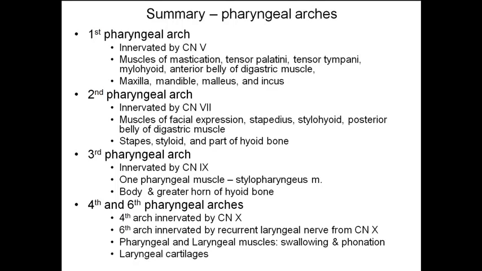Third pharyngeal arch is the easiest of the bunch. Cranial nerve 9 innervates one muscle, the stylopharyngeus. It's the only muscle the third arch gives, and the cartilage associated with it forms part of the body and the greater horn of the hyoid bone.